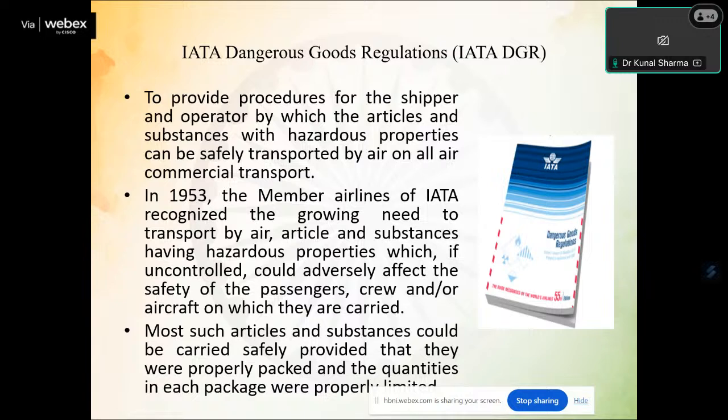The IATA DGR is to provide procedures for the shippers and the operators by which articles and substances with hazardous properties can be safely transported by air on all commercial air transport. In 1953, the member airlines of IATA recognized the growing need to transport by air articles and substances having hazardous properties, which, if uncontrolled, would adversely affect the safety of the passengers, crew, and or aircraft on which they are carried.